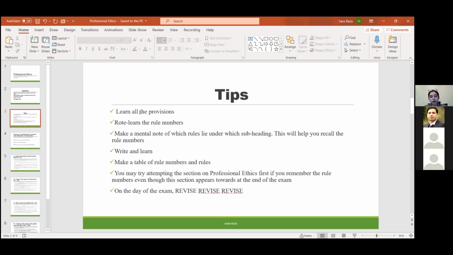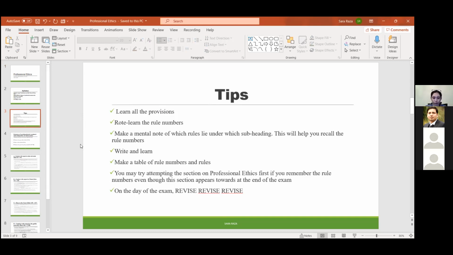You should learn all the provisions, that's a given, but you should also learn the rule numbers of the provisions. If there are 10 MCQs, I remember almost 8 questions asked which rule number stated a given provision. So 134, 135, 136, 137. It was like this. So it's good if you make a mental note of which rule lies under which subheading, and we'll be discussing the subheadings in a while. This will help you recall the rule numbers with the title of the heading given in the rules.